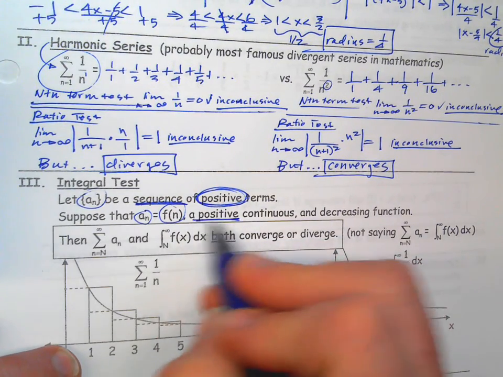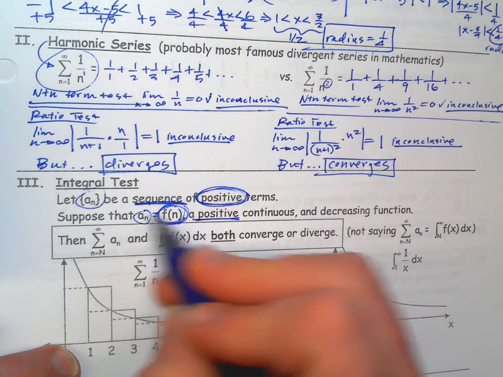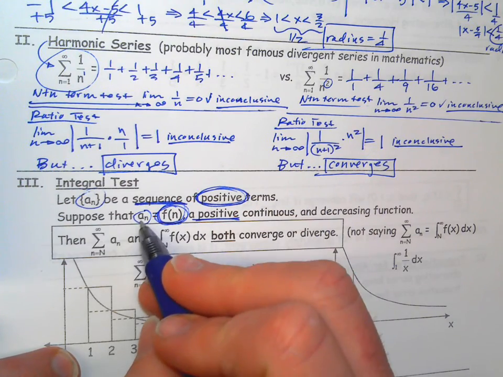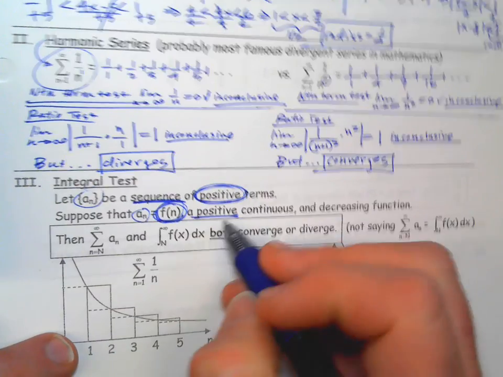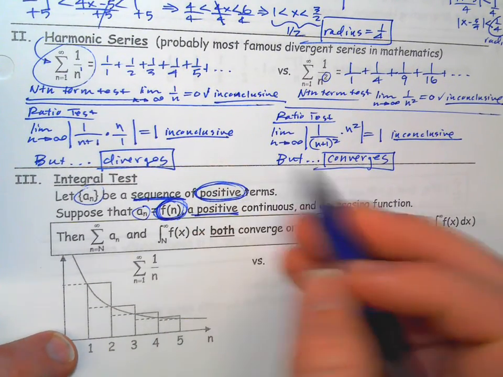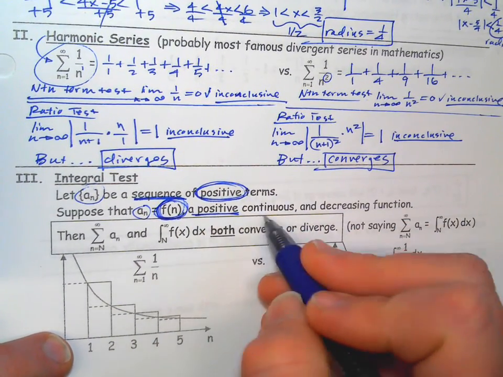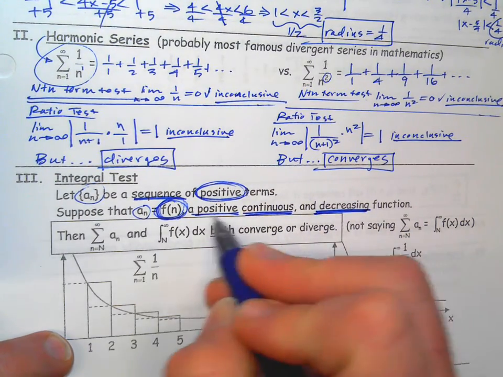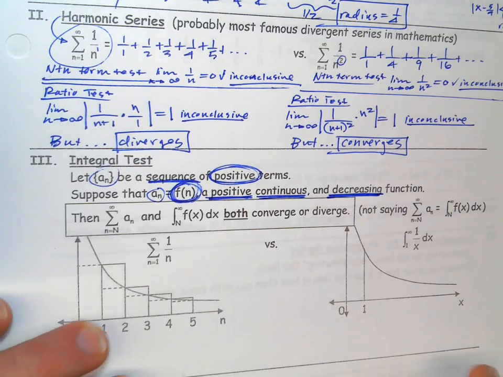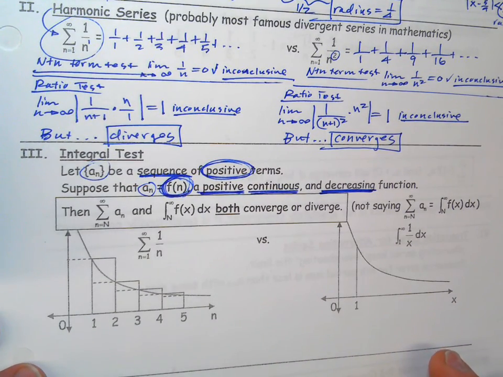It's got to be this function that we use to find these discrete terms in sequence, because terms in sequence don't have all the values in between them. But this function, you can plug decimals in and stuff. So it's positive, it's continuous, and it's decreasing. It's got to be getting smaller. Okay, if it's not decreasing, if the terms aren't getting smaller, then you have no shot.